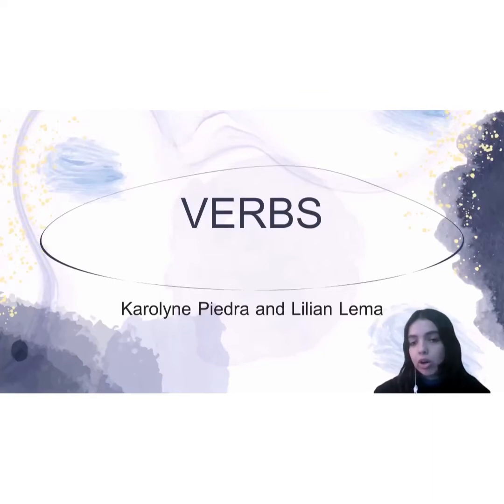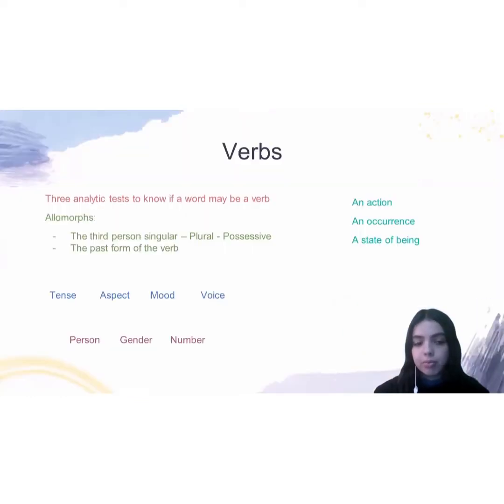In this video, we are going to present verbs. We will be talking about the 3 analytic tests to know if a word may be a verb, and the allomorphs that we can find in the third person singular, plural, and possessive, and in the past form of the verb.